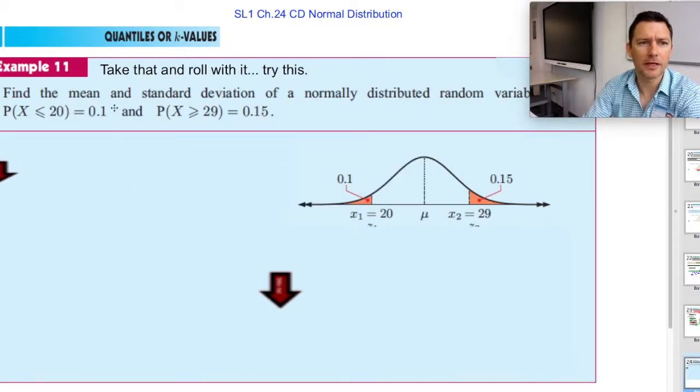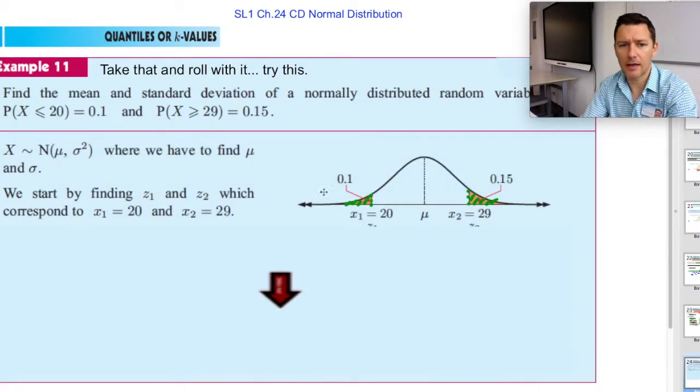All this stuff means is that we have a probability distribution. Here's some threshold value at 20, and 10% of the population is below that. And here's some threshold value at 29, and 15% of the population is above that. So what we're going to have to do is look at a z-score for this and separately look at a z-score for that. And let's go from there. So we know this is normally distributed, so we can use these techniques.